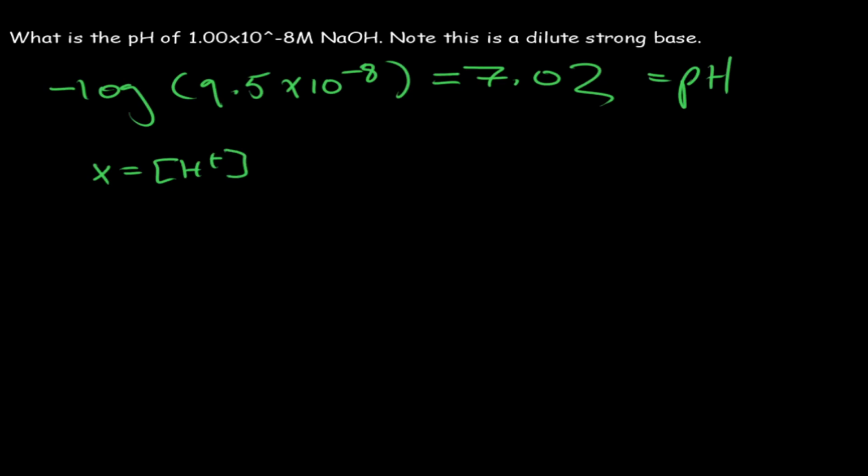So does this final answer make more sense? Yeah, it makes more sense because now we're adding a strong base, but it's a very dilute strong base, so our pH is going to very slightly increase. So this is how you take into consideration water autoionization when you're doing pH calculations.